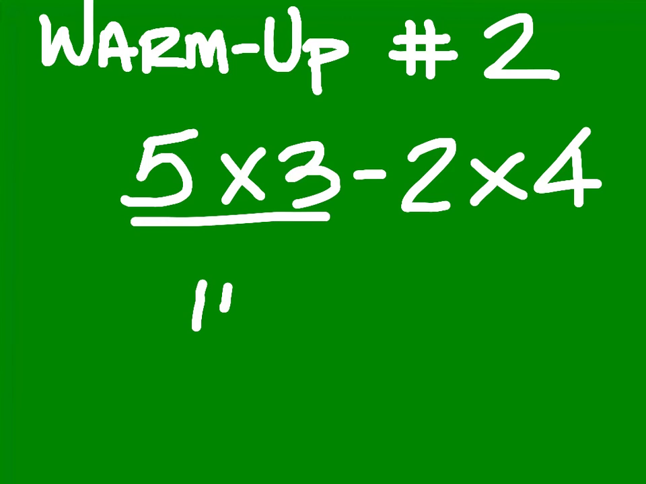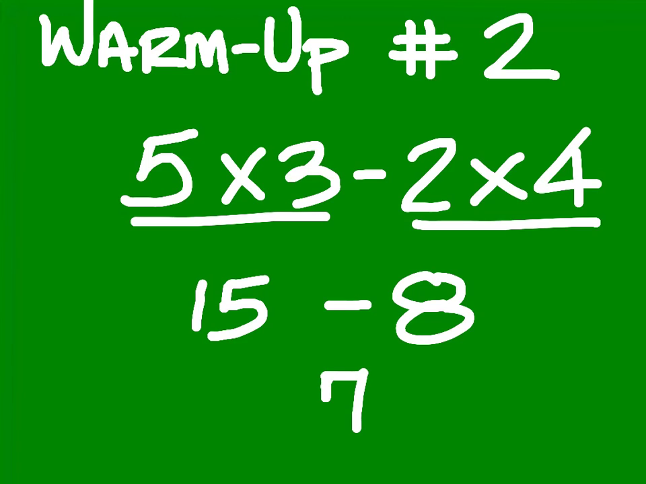First is 5 times 3, which is 15, and then 2 times 4, which is 8. Subtract and come up with 7. Next.